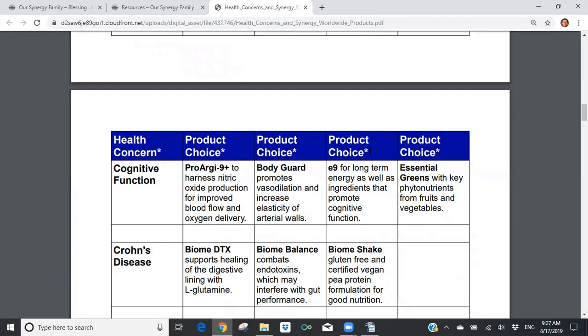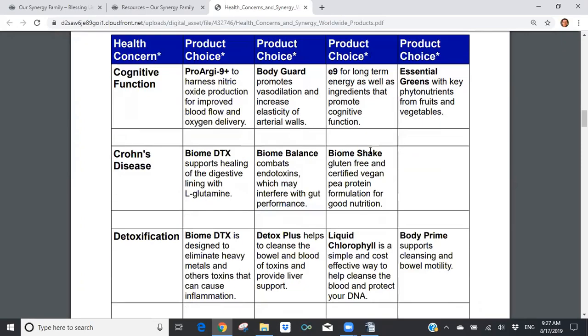Crohn's disease, I would recommend Biome DTX to support the healing process of the digestive lining, the Biome Balance to combat the endotoxins that are part of this problem that interfere with gut performance, and then possibly the Biome Shake. And if you're going to use the Biome Shake, I would introduce it slowly into the person's system because sometimes they may not be able to handle all the fiber that's in the Biome Shake.